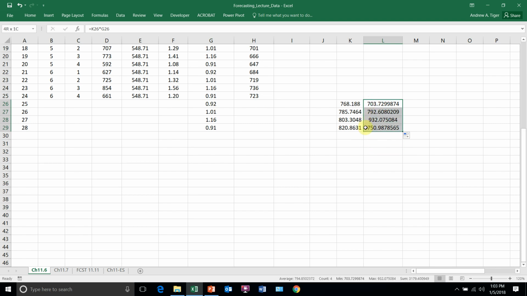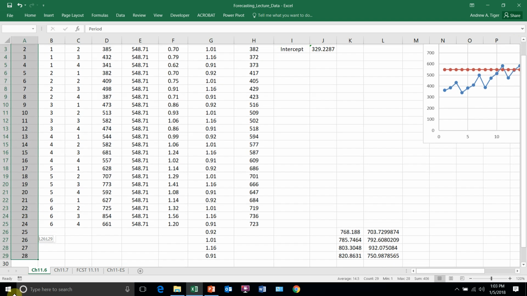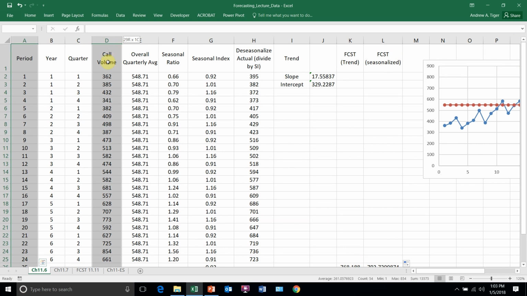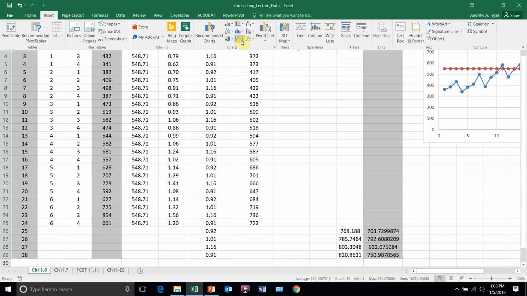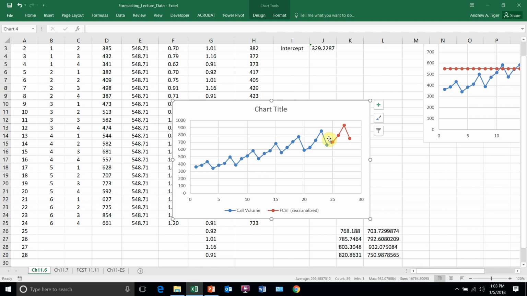Those are the numbers if I wanted to forecast the future. Again, just as a final step, I'm plotting the actuals, and then column L is my future. There you go. And that would be my forecast for the next year.